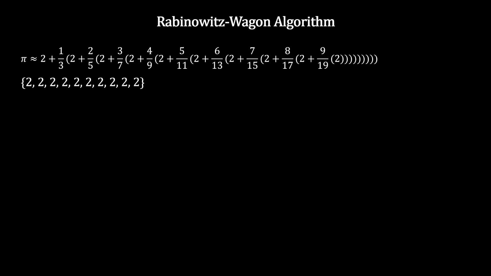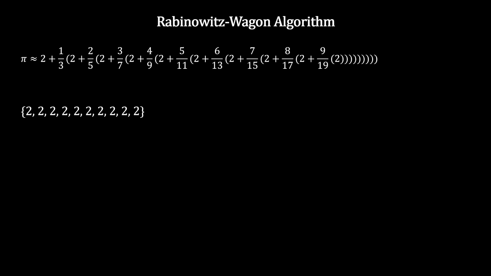To execute the algorithm, you first have to initialize an array full of 2's. This represents the 2's in the original expression, and each element in the array also corresponds to a fraction that comes from the mixed radix space.